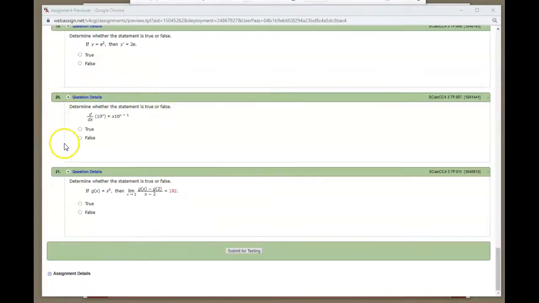For questions like 20, you want to be a little bit careful because we're not going to have a formula for this yet. So number 21 is, note, this is the definition of the derivative, so they're asking you to take the derivative and put in 2.